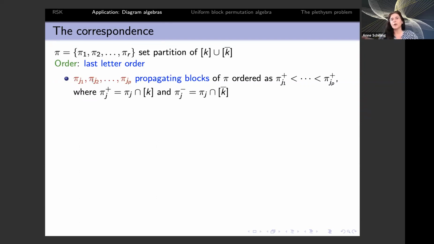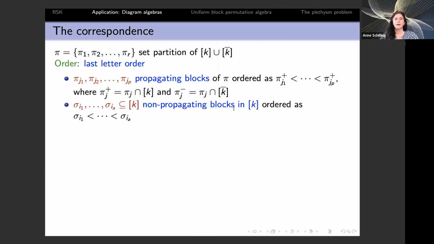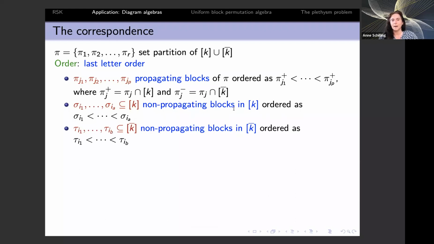Now I'm going to treat the propagating and non-propagating blocks separately. Suppose pi j1, pi j2 up to pi jp are the propagating blocks. Then I'm going to denote by pi upper plus just the letters in that block that are unbarred. So pi plus denotes the unbarred letters, and pi minus denotes the barred letters in a given block. Then I'm going to call sigma I1 up to sigma IA the non-propagating blocks just in the alphabet K, and tau I1 up to tau IB the non-propagating blocks in K bar.